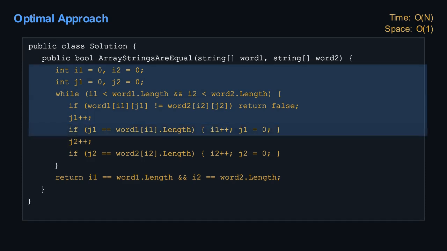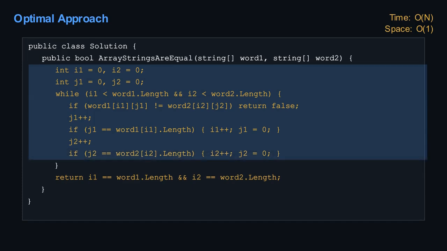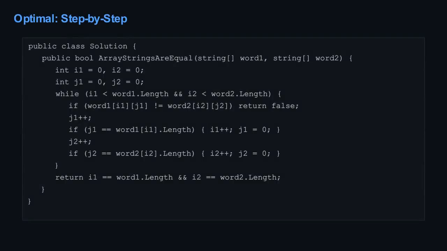If a character pointer reaches the end of its current word, we reset it to 0 and advance the word pointer to the next string in its array. We continue this process as long as both word pointers are within their respective array bounds. Finally, we return true only if both word pointers have reached the end of their respective arrays, indicating all characters matched. Let's trace this with word1 as ["A", "C"] and word2 as ["AB", "C"].